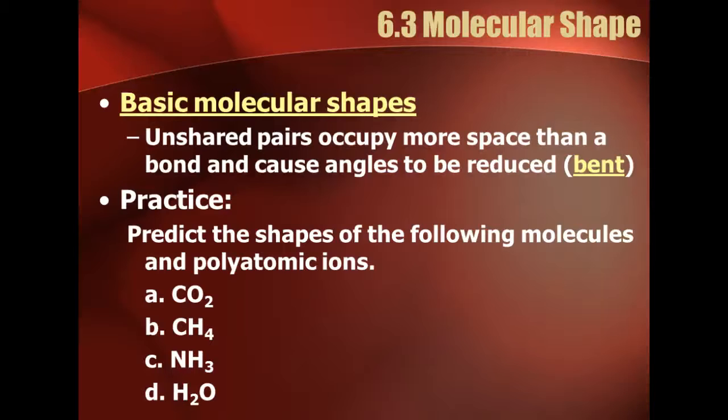We also need to keep in mind that anytime we have unshared pairs, they will occupy more space than the bond does, whether it's a single, double, or triple. An unshared pair balloons and fills up more space. That causes the angles that it's getting close to be reduced from their original distance or angle, and therefore the molecule becomes bent.